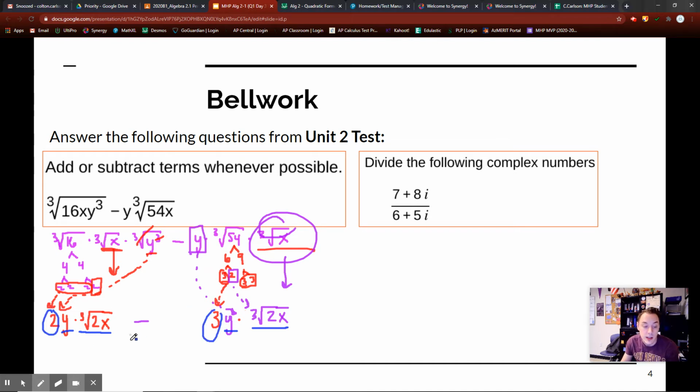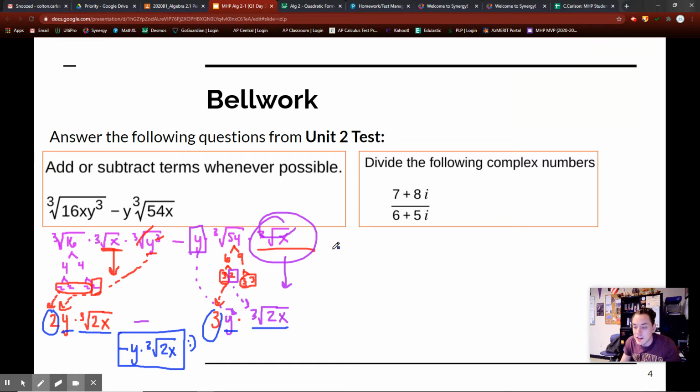So what's 2 minus 3? Well, that's going to be a negative 1. And what's my variable technically? My variable is just the y times the cube root of 2x. Perfect. Okay? Awesome. So that is my final answer there. Let's move on to the next one.